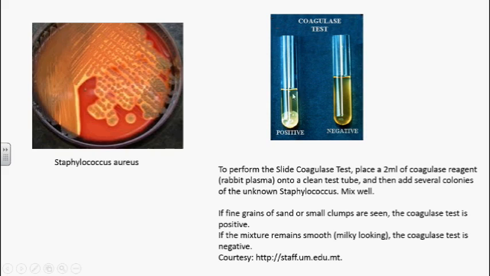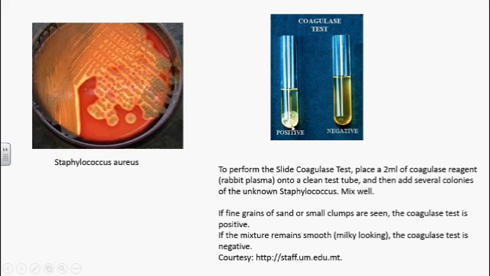And on the right it is the coagulase test. For the coagulase test, we need to take a few ml of coagulase reagent from rabbit plasma in a clean test tube. If you add some colonies of Staphylococcus aureus, you can start to see grains or sand-like small clumps in this test tube with coagulase reagent. That indicates that the organisms are coagulase positive.